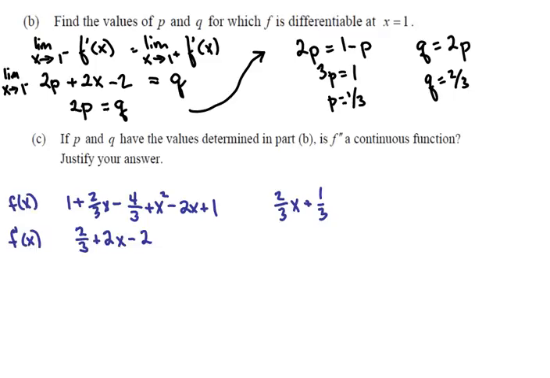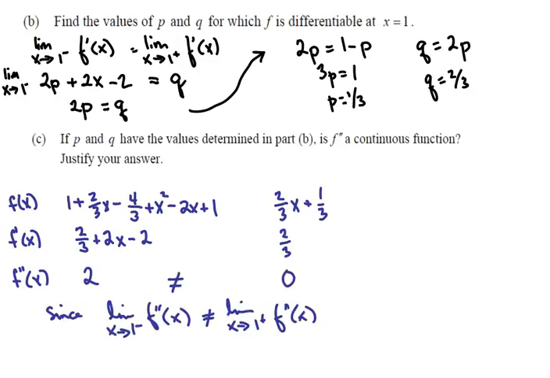The derivative from the left is 2/3 plus 2x minus 2, not simplified. And the second derivative is 2. The first derivative of the right side is 2/3, and the second derivative is 0. So the limit of the second derivative from the left doesn't equal the limit from the right.